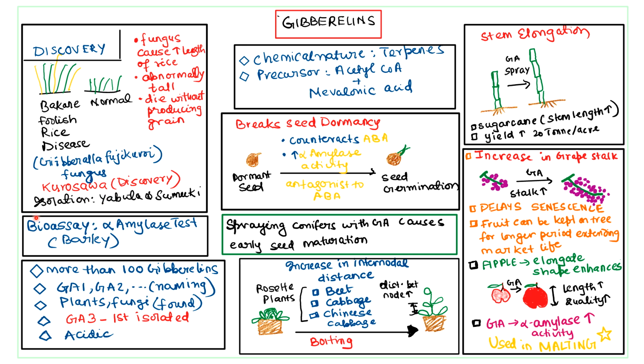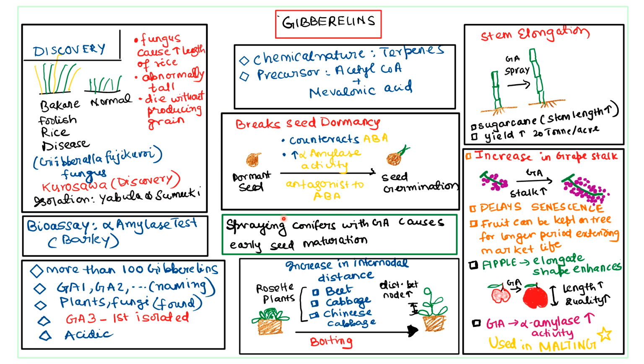The bioassay we perform to check the concentration of gibberellic acid is the alpha amylase test. It is generally performed in barley. More than 100 different types of gibberellins have been found, and the naming is done as GA1, GA2, GA3, and so on. They are found in plants, and we saw that fungi also have it. So this is found both in plants as well as fungi. The first isolated gibberellic acid is GA3. Coming to the chemical nature of it, the name itself suggests that they are acidic in nature.